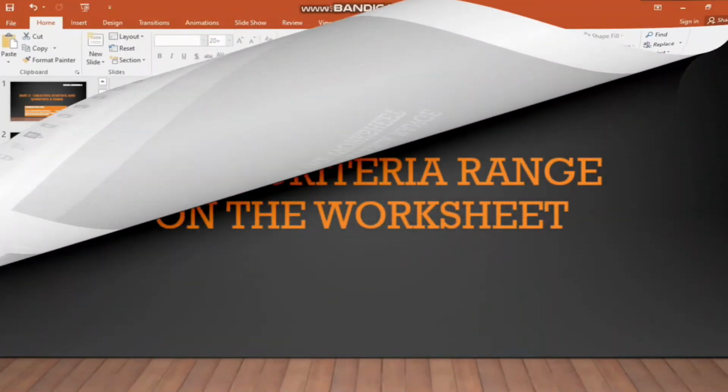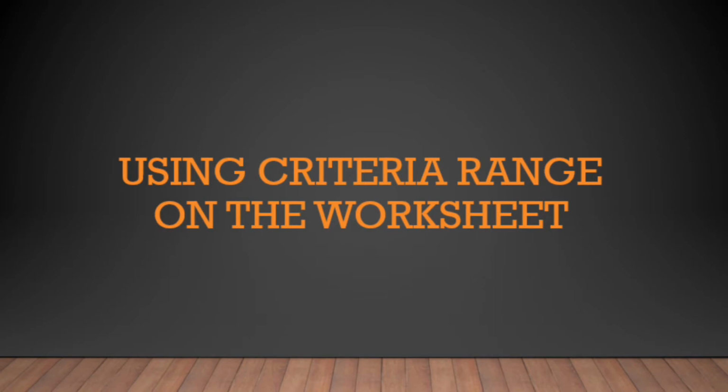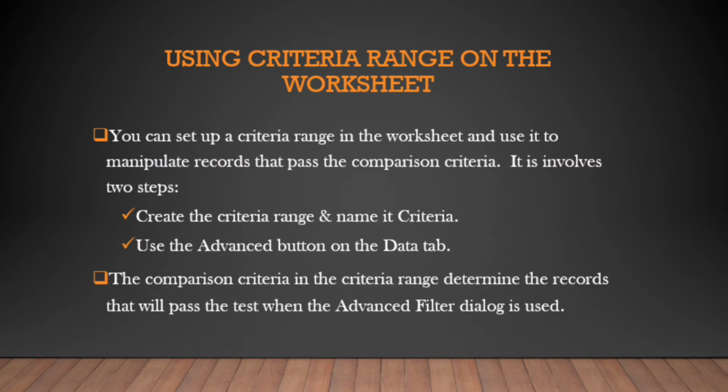Next, we move to another slide: using criteria range on the worksheet. In this subtopic, you can set up a criteria range in the worksheet and use it to manipulate records that pass the comparison criteria. It involves 2 steps. First, create the criteria range and name it criteria. Second, use the advanced button on the data tab. The comparison criteria in the criteria range determine the records that will pass the test when the advanced filter dialog is used.